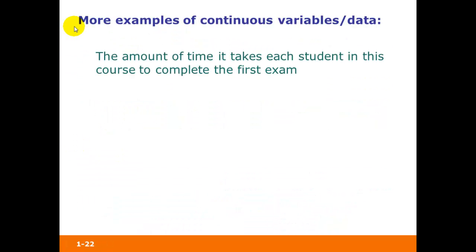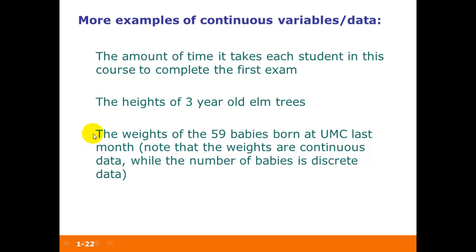Some more examples of continuous variables in data would be the amount of time it takes each student in this course to complete the first exam. So this could be 10 minutes, it could be 30.65 minutes if we could actually measure the amount of time each student takes. The heights of 3-year-old elm trees, again this is a measurement, so this would be a continuous variable. Or the weights of the 59 babies born at United Medical Center last month. And note here that the weights are a measurement, so they are continuous data. If we were talking about the number of babies born, that would be discrete data.